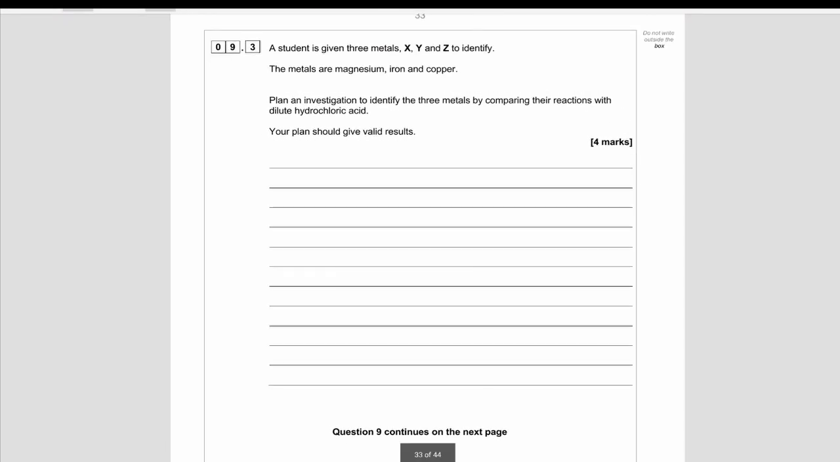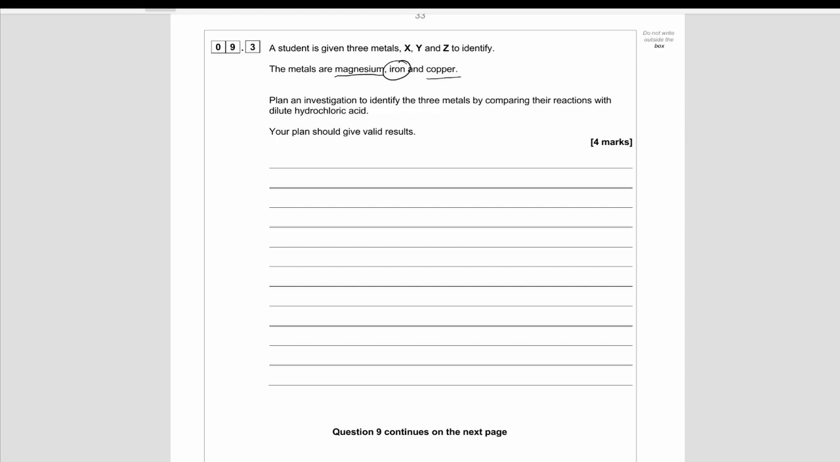Question 9.3 says a student is given 3 metals X, Y, and Z to identify. The metals are magnesium, iron, and copper. Plan an investigation to identify the 3 metals by comparing the reactions with dilute hydrochloric acid. You should give valid results in your plan. The first thing we need to identify is that each of these is going to react slightly differently, so we should be able to explain which one will react the most vigorously and which the least. Magnesium is the most reactive of those substances, copper is the least, and iron sits in the middle of those two.